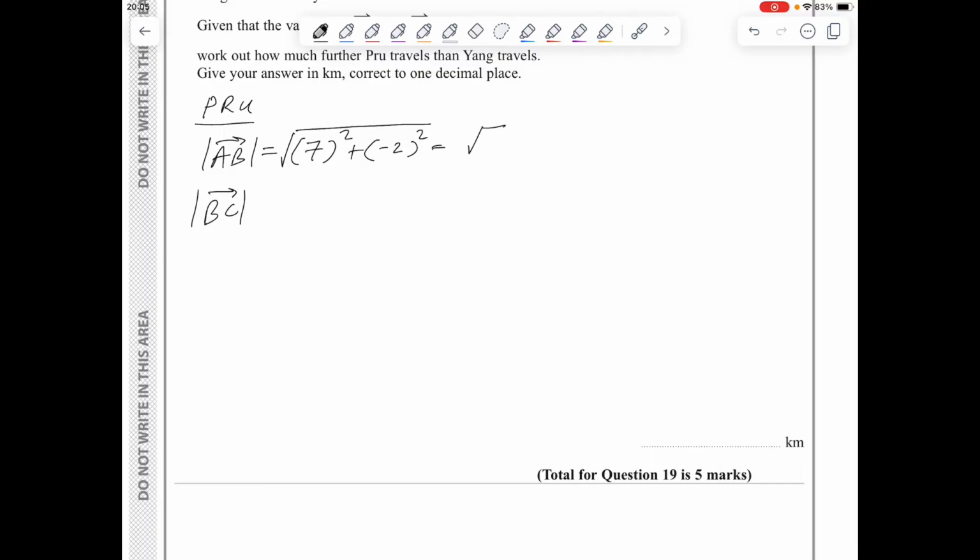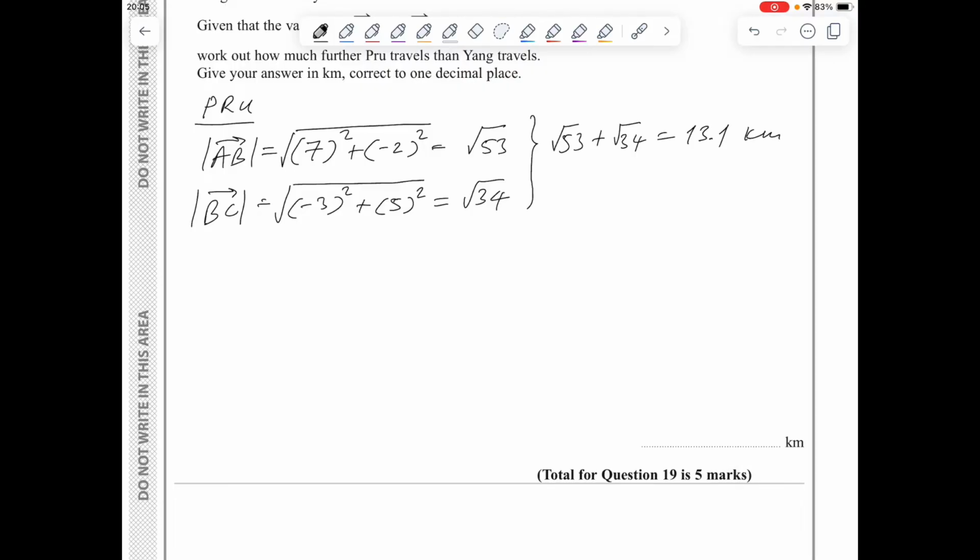This will give me square root of 53. And for BC, I have the square of minus 3 plus the square of 5. Take the square root of that, you're going to get square root of 34. Adding those two, square root of 53 plus square root of 34 will give me 13.1 kilometers.